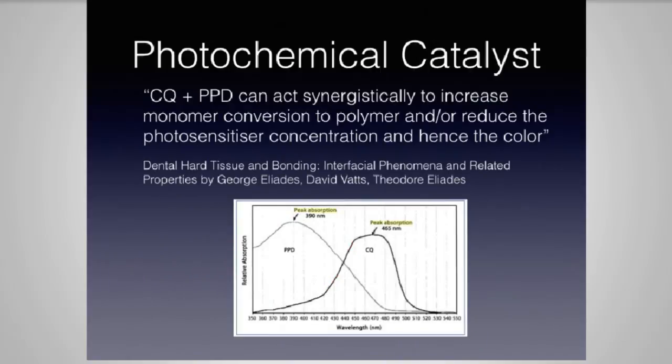In a paper by Elides, Vats, and Elides here, it demonstrates, interestingly enough, that the CQ and PPD, when they're mixed together, act synergistically to increase monomer conversion to the polymer and reduces the concentration of the photosensitized agent and hence the yellow color associated with CQ. So this is another way that our science has continually evolved to improve our materials. We identify a problem and they work to solve it. That's what makes what we do so fabulous.